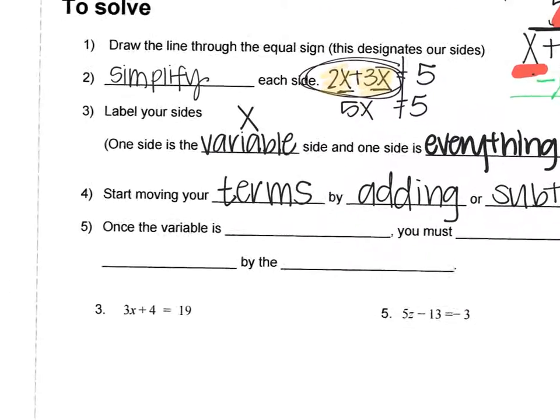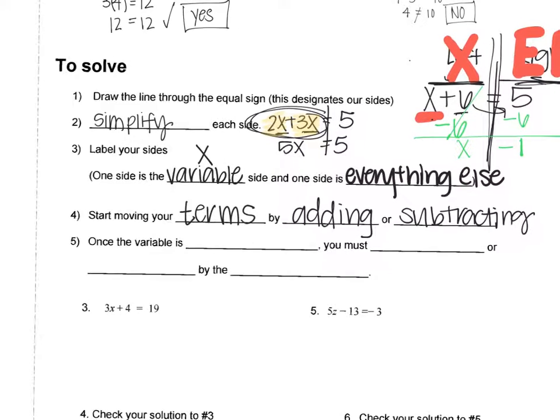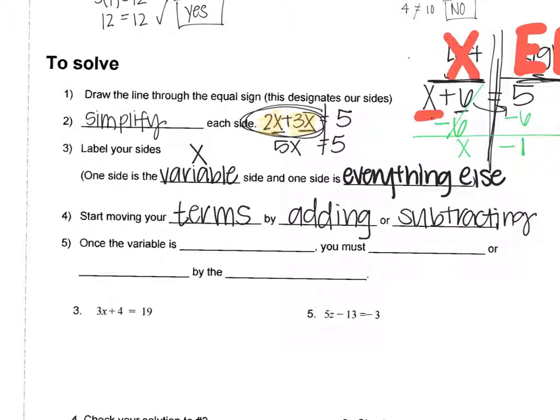After you've added and subtracted, sometimes you might have to add or subtract more than one thing. So just be aware of that. Sometimes you might have to move a couple terms, but that should hopefully be eliminated if you do step 2 and simplify. You won't have to move many terms over.